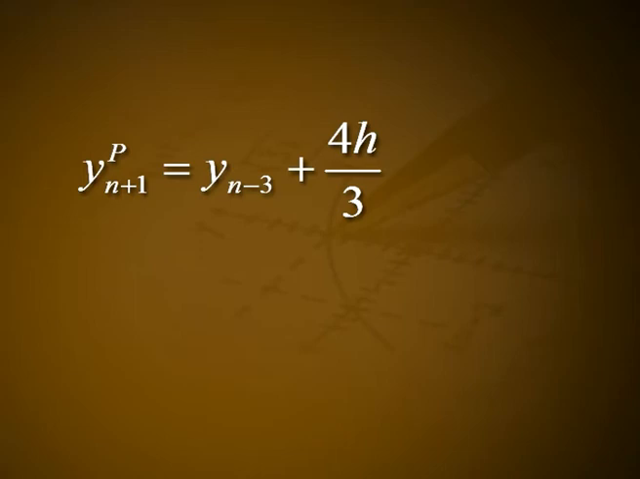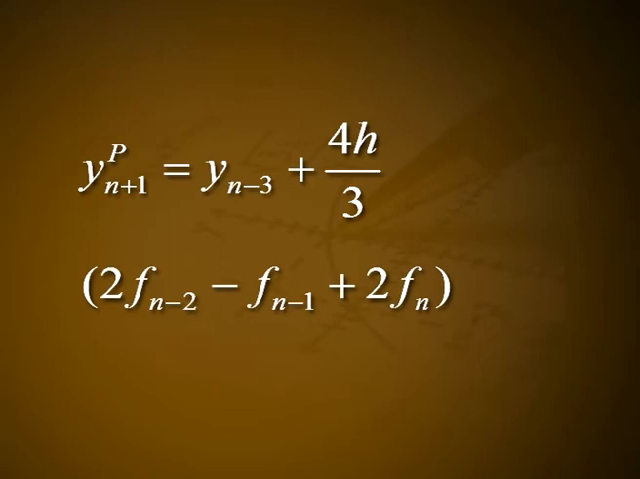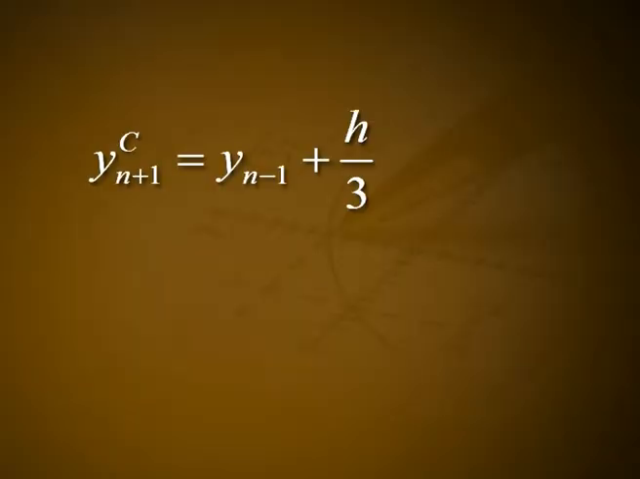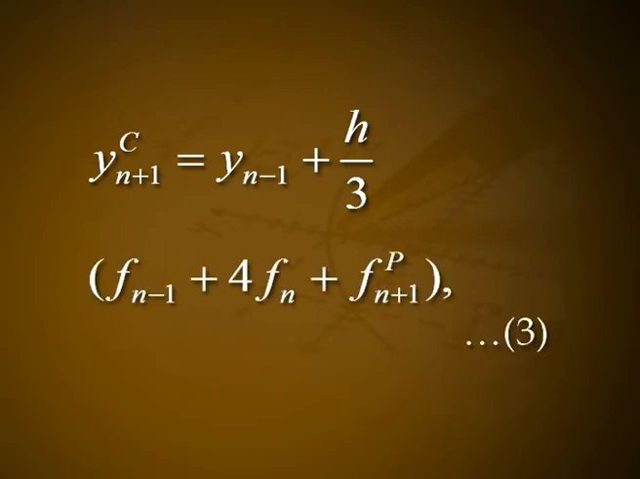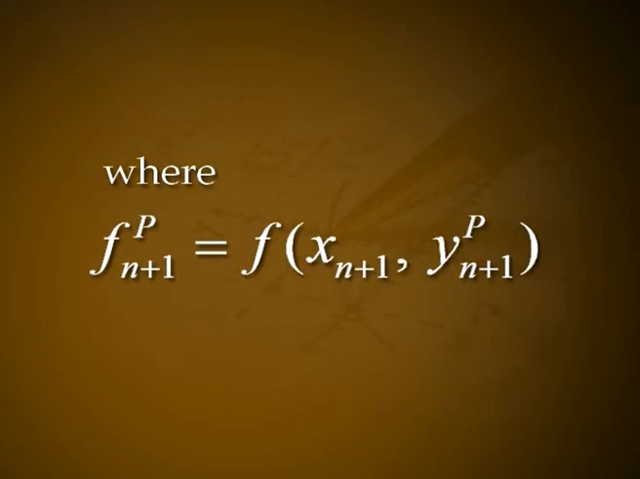In Milne's method, we predict y_{n+1} by y_{n+1}^p = y_{n-3} + (4h/3)(2f_{n-2} - f_{n-1} + 2f_n), let it be denoted by 2, and correct by y_{n+1}^c = y_{n-1} + (h/3)(f_{n-1} + 4f_n + f_{n+1}^p). Let us denote it as 3, where f_{n+1}^p = f(x_{n+1}, y_{n+1}^p).